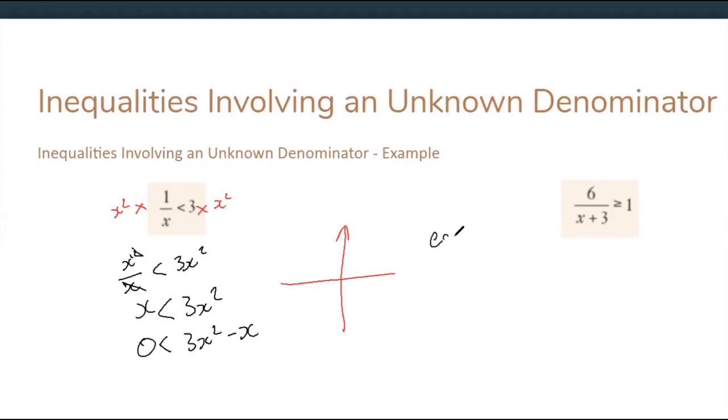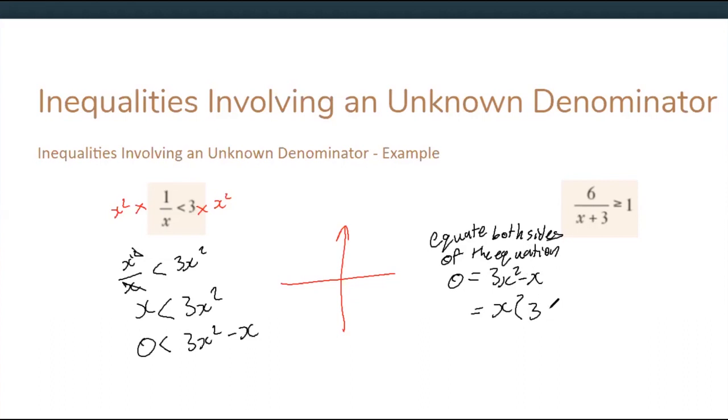First of all, I'm going to equate both sides of the equation, and what that's going to do is I'm going to then say 0 equals 3x squared minus x. So now this is just an ordinary quadratic, and I can solve this relatively easily. I can do that by pulling my x out of both terms. So I get x times 3x minus 1.